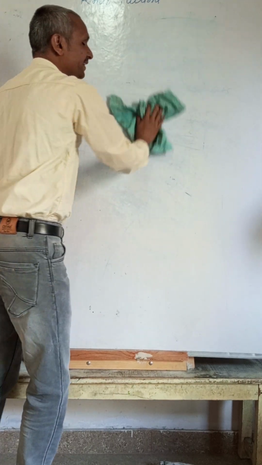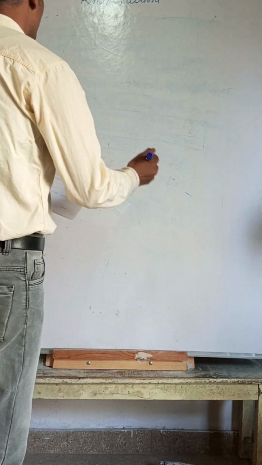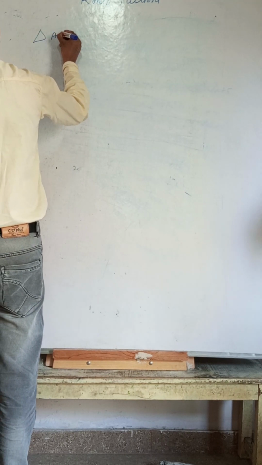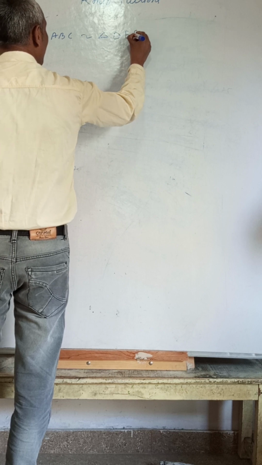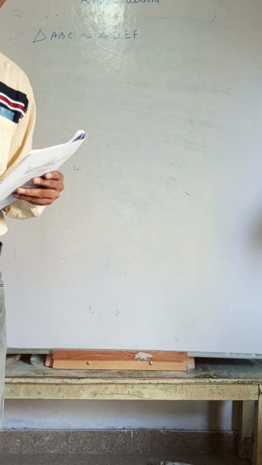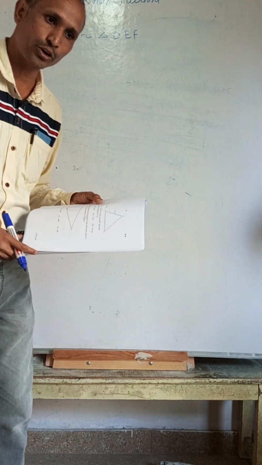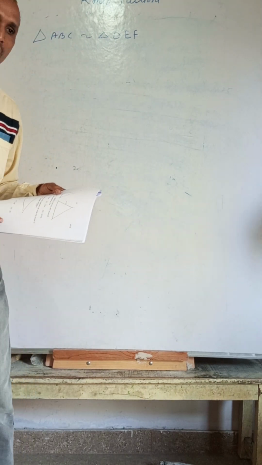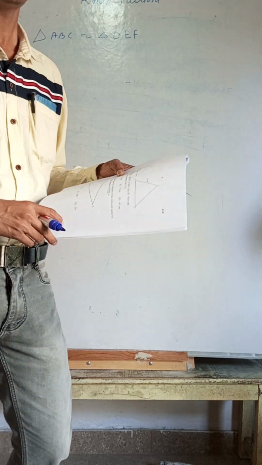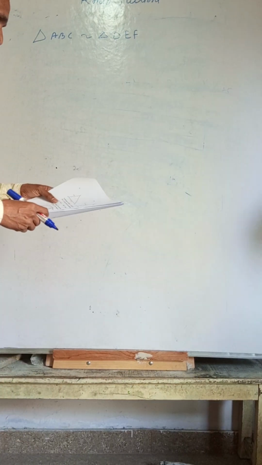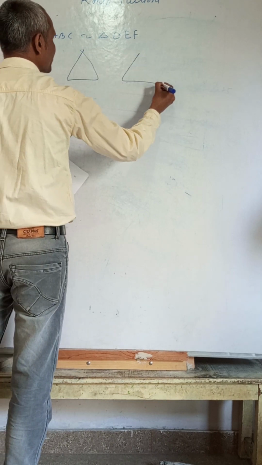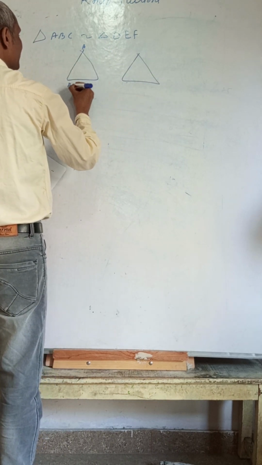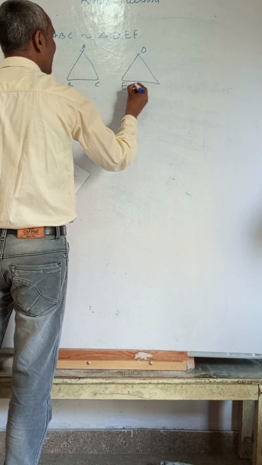Now in question number 6, it is given that two triangles are similar. It is given triangle ABC is similar to triangle DEF. There are criteria for similarity, such as the AA criterion, the SAS criterion, the SSS criterion, and the RHS criterion. Now one triangle is here and another triangle is this one: triangle ABC and triangle DEF.